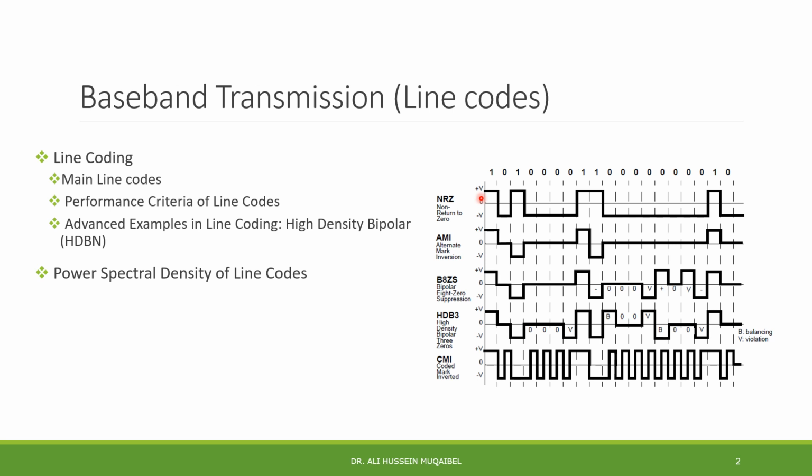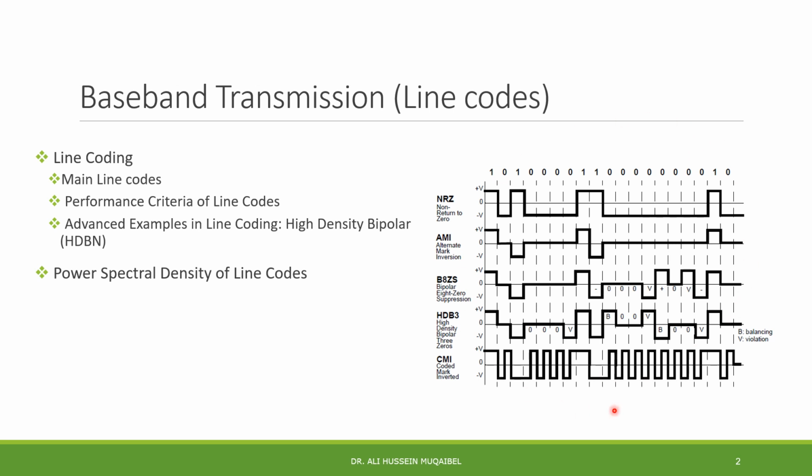We will start by simply assuming that we are sending pulses. So now we need to know, how do we represent the zeros and ones into pulses? This is called line coding. We look at the main line codes, their performance criteria. We look at a bit advanced example, I just share the example of the HDBN. And then also we need to look at the power spectral density. So basically we look at line codes and how we compare them.